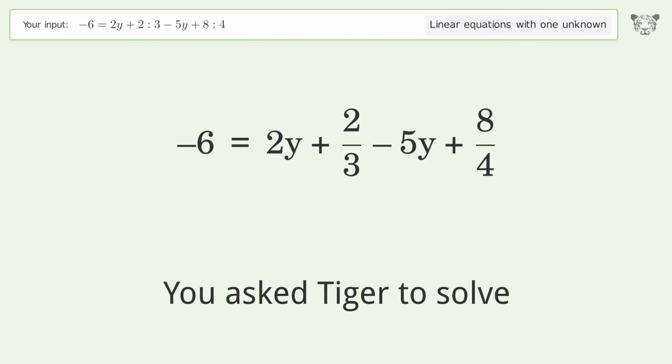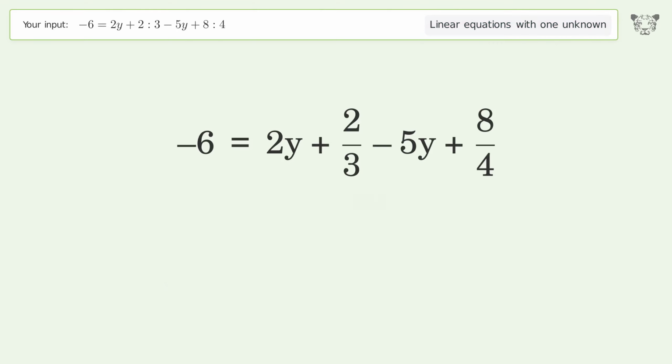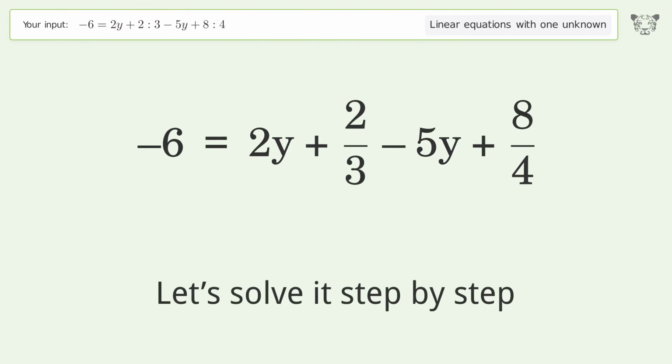You ask Tiger to solve. This deals with linear equations with one unknown. The final result is y equals 26/9. Let's solve it step by step.